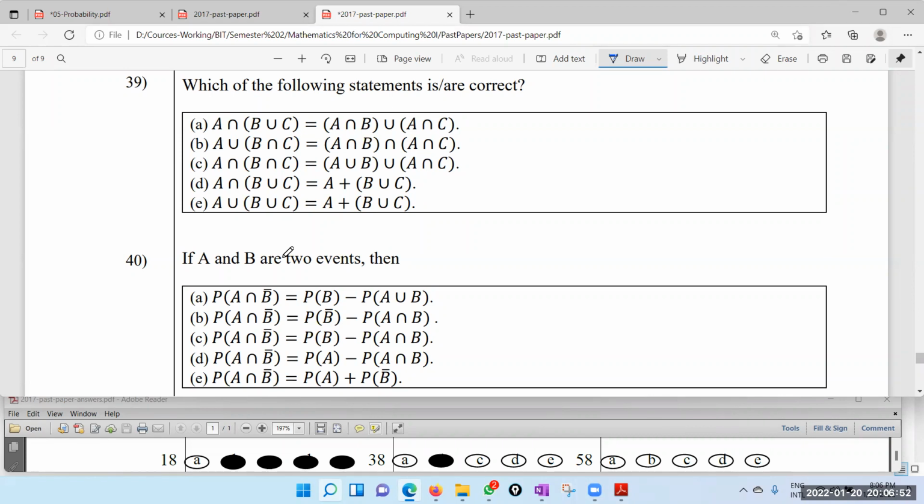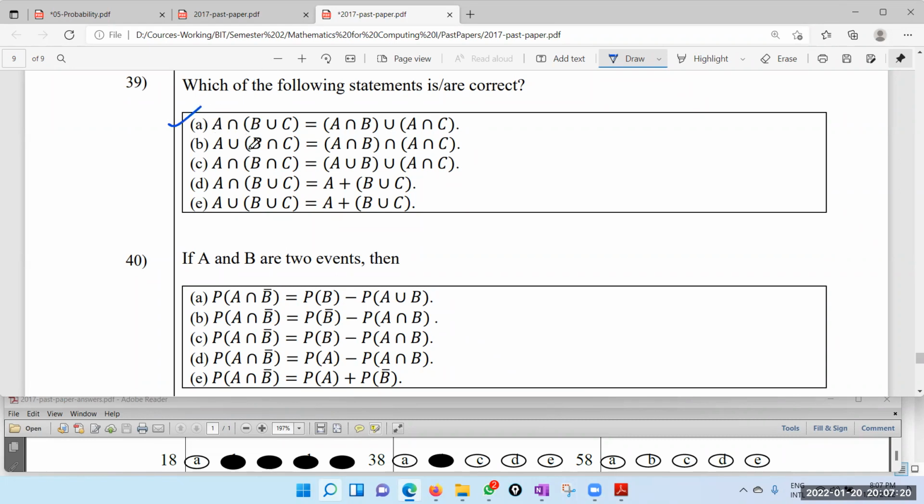Right. So 39 is easy, right? Which of the following statements are correct? Anyway, it's not a probability question. It looks like it's a set question. A intersection B union C is A intersection B union A intersection C. That is correct. That is actually a set question.